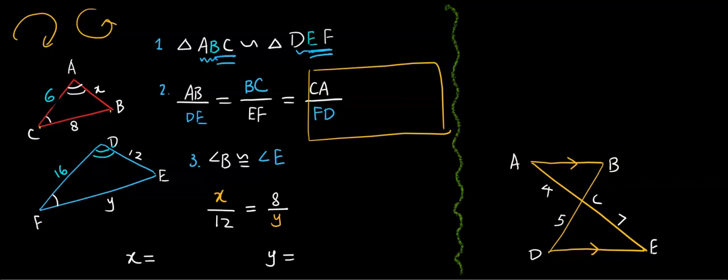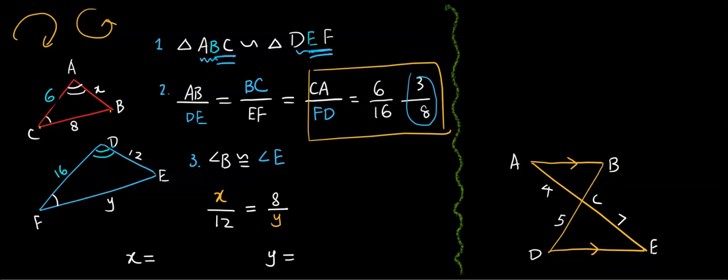Alright, CA is 6, FD is 16. Let's simplify it. 2 times 3 and 2 times 8. And 2 divided by 2, that is 1. We'll just keep what we need. And the scale factor is 3 to 8. Now we can use the scale factor to find what X is and what Y is.